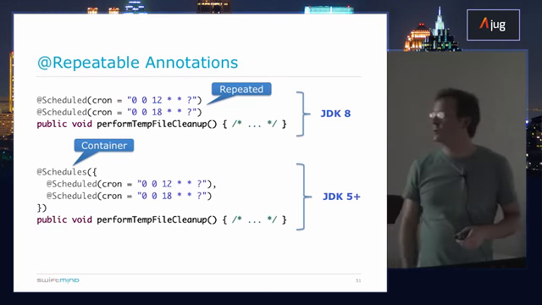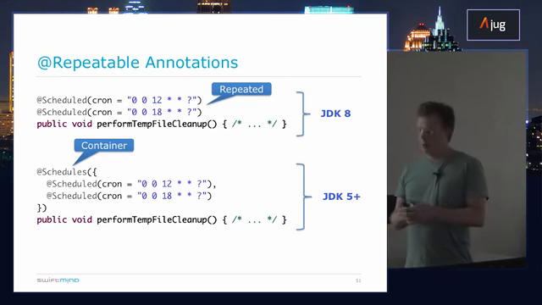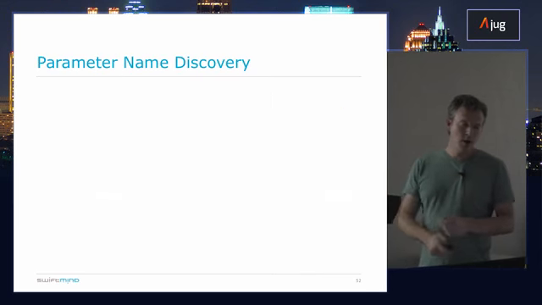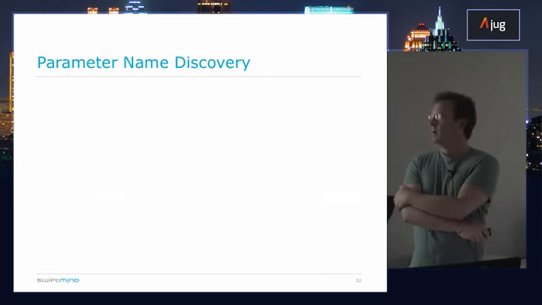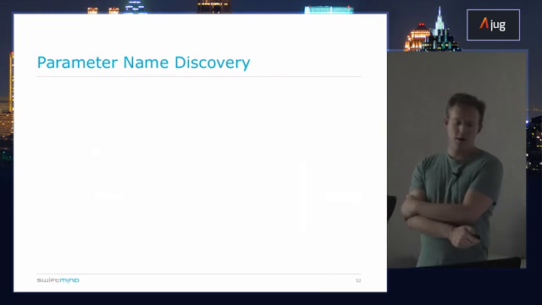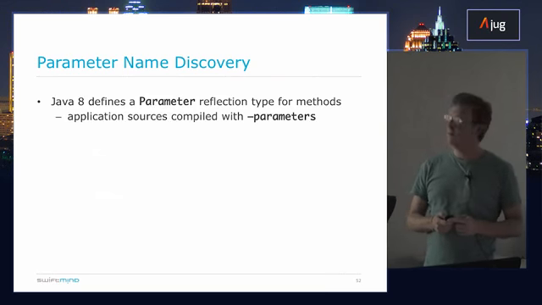So @Schedules is not the only annotation. I think there's about 3 or 4 in the 4.0 and 4.1 timeline that actually make use of this @Repeatable annotation feature. Parameter name discovery. Again, I mentioned this. Most people have never heard of this in Java 8, but it's actually useful in Spring.